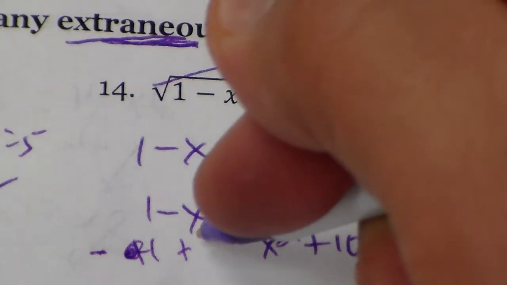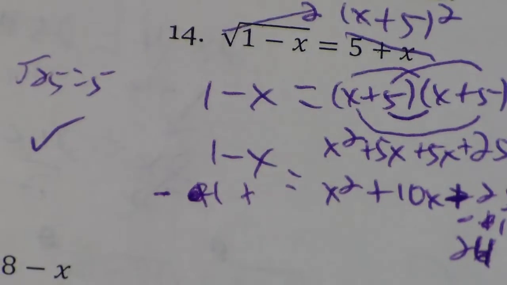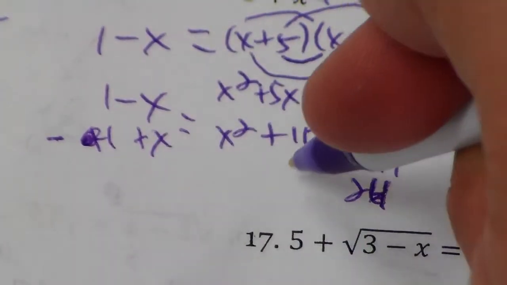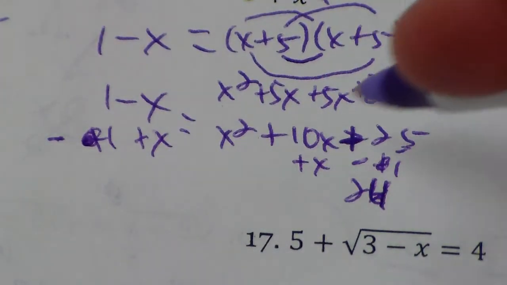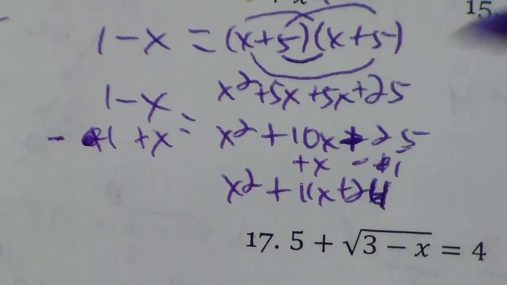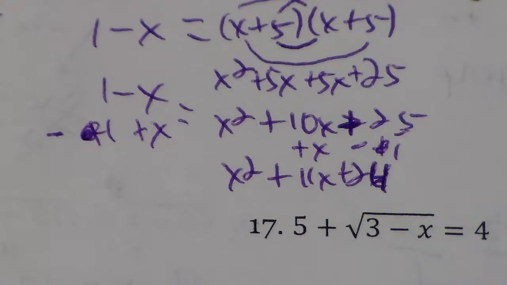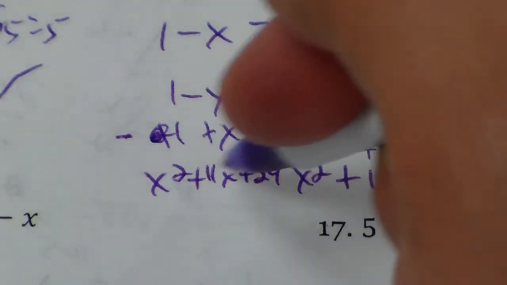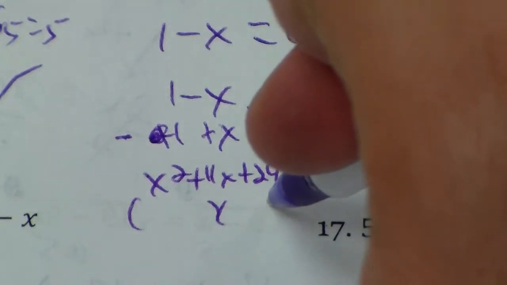And then we just minused 1 to the other side and got 24. Then we're going to add x to both sides, and so now we get an 11x. So x squared plus 11x plus 24. Running out of room. So we're going to come over here and write x squared plus 11x plus 24. And so now we're going to go ahead and factor it to get our 2 solutions.